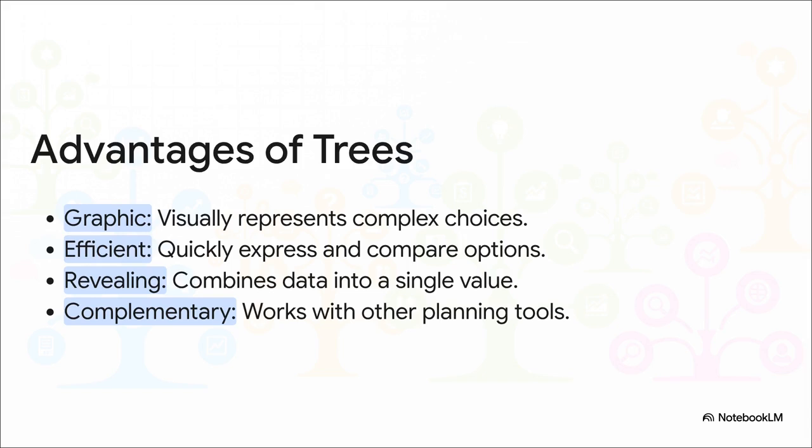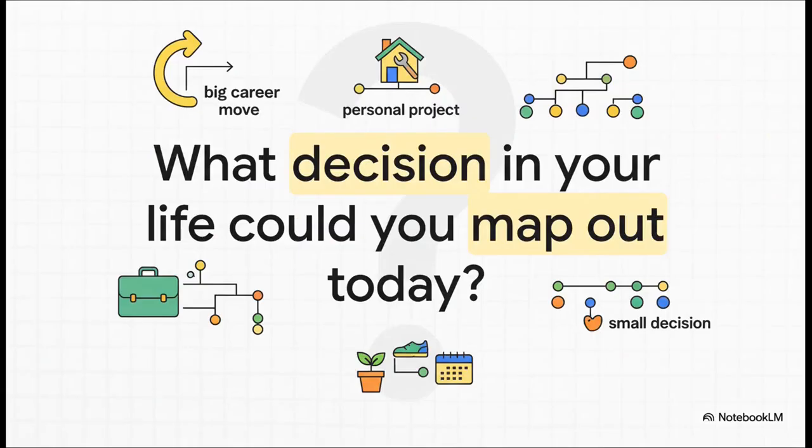They're also incredibly revealing, since they combine costs, potential payoffs, and all that uncertainty into one single number. And what's great is they're complementary, meaning they work perfectly with other planning tools you might already be using. So, I'll leave you with a question to chew on. From a big career move to a smaller personal project, what's one decision in your life right now that could use a little more clarity? What's one choice you could map out with a decision tree today?